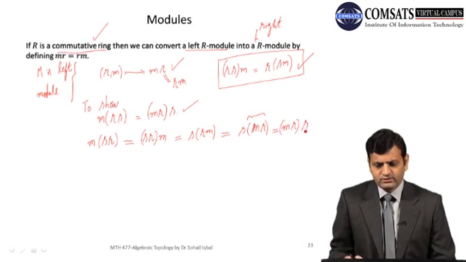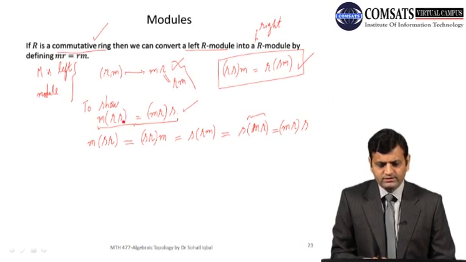So this is an element of M, and basically I can define it as M into R into S. Why? Because we know that we are defining S into some element of M as equal to element of M into S. So basically we are using this condition, M into element of R is equal to that element of R into M. Using this condition, element of R into element of M is equal to element of M into element of R, and as you have observed, we have proved this condition.